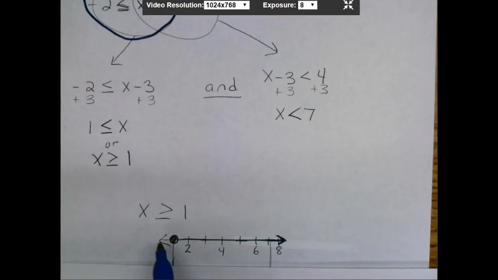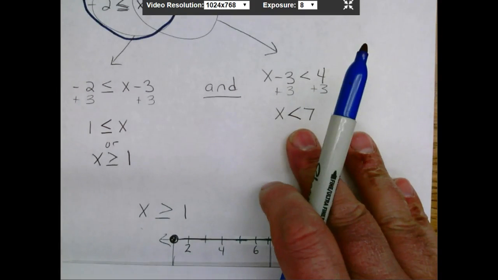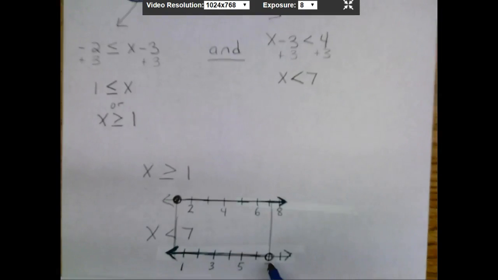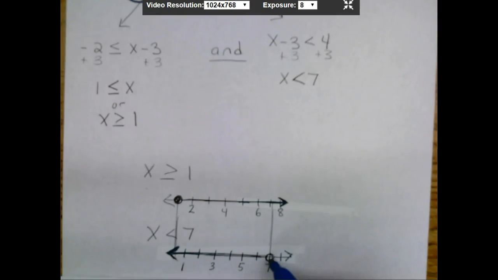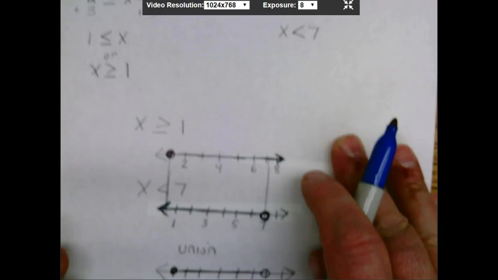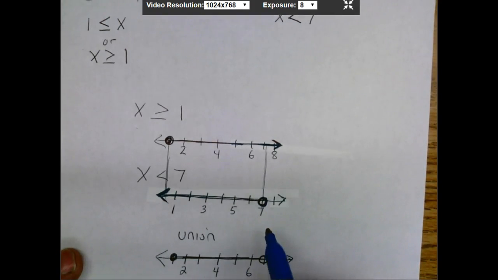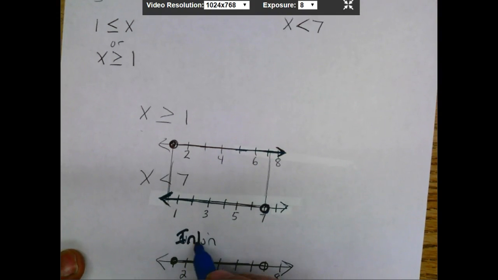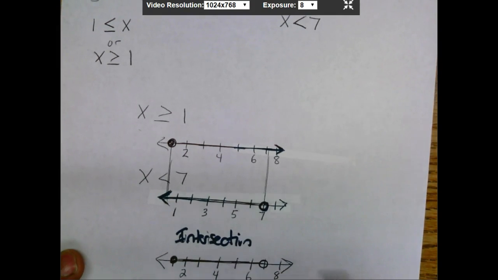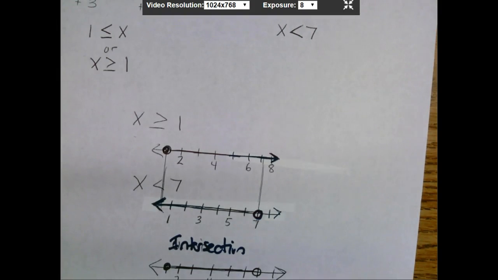So then if I do this one, x is greater than or equal to 1. I start with 1, and I go to the right because it's greater. I do the bottom one: x is less than 7. I don't circle 7, and then I go to the left over here. And then I circle this one. And then I'm going to take where they'll both be true. In the end, I have starting at 1, going up to 7. And that's my intersection, not union.